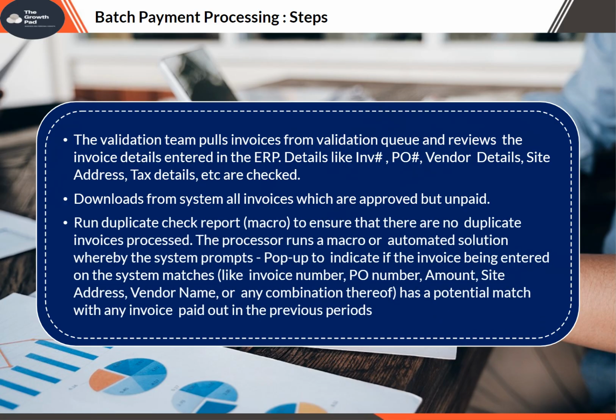Run duplicate check report, macro, to ensure that there are no duplicate invoices processed. The processor runs a macro or automated solution, whereby system prompts pop up to indicate if the invoice being entered on the system matches, like invoice number, PO number, amount, site address, vendor name, or any combination thereof, has a potential match with any invoice paid out in previous periods.